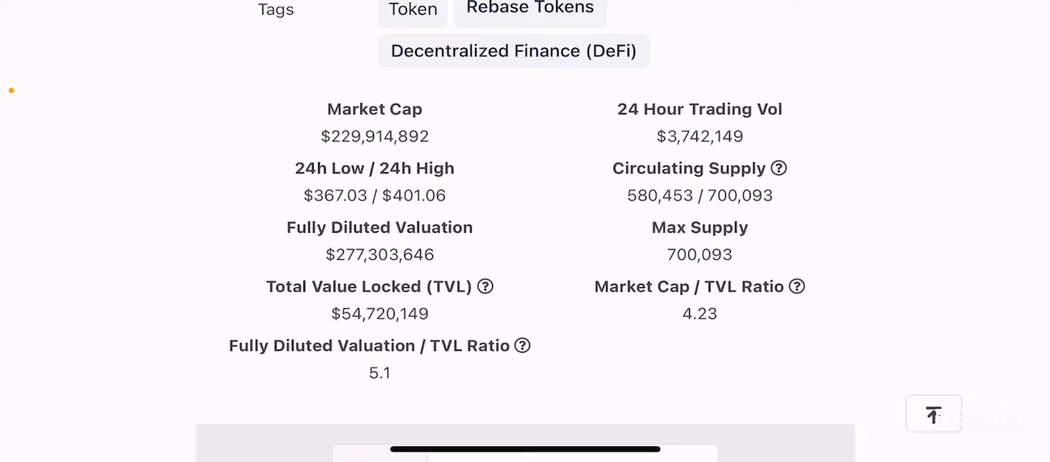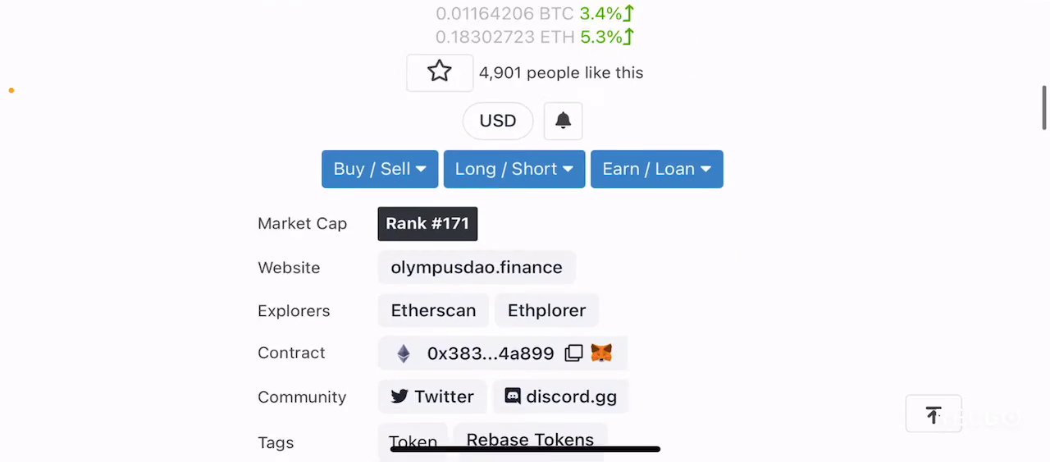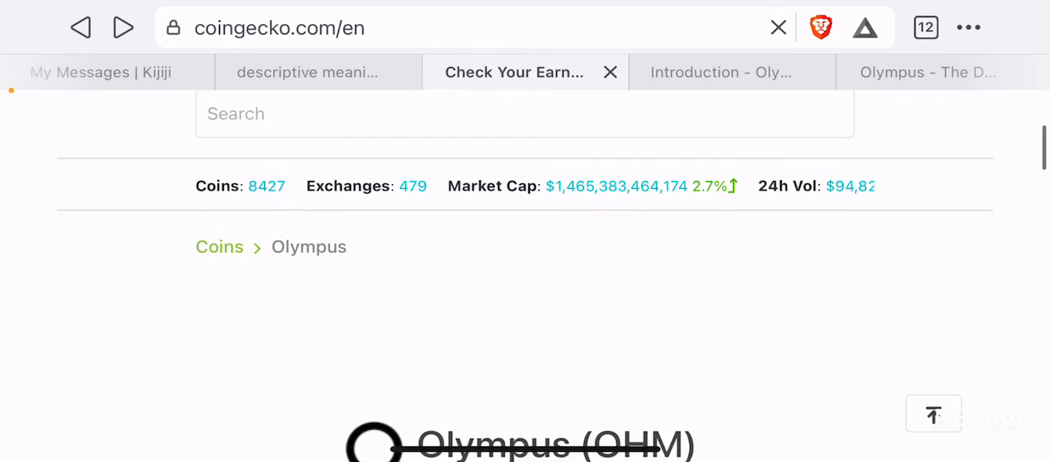Then the max supply is 700,000 tokens. So please take this into account whenever you're doing research, because this information may not necessarily be available in CoinMarketCap, right? And looking at the market cap to TVL ratio, you can clearly see that it's currently a bit overvalued based on that ratio at 4.23, which means it's 4 times more overpriced than the amount of value that's locked into this project, right? Again, that's just arbitrary information that will potentially be useful for you guys.